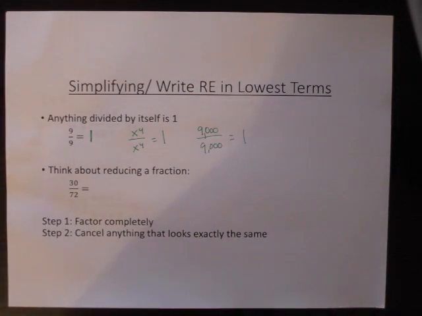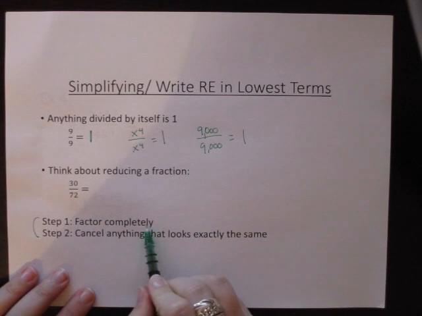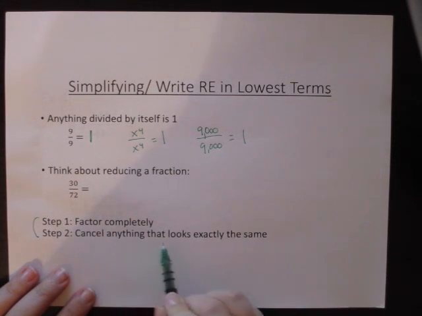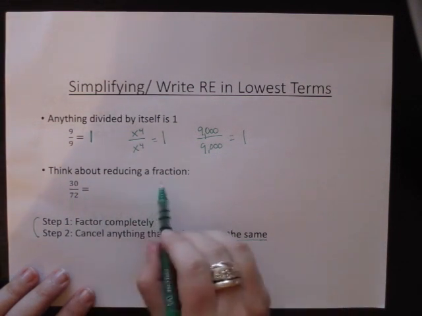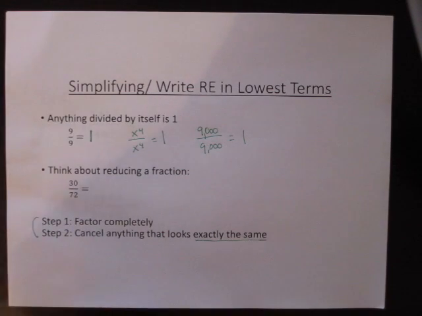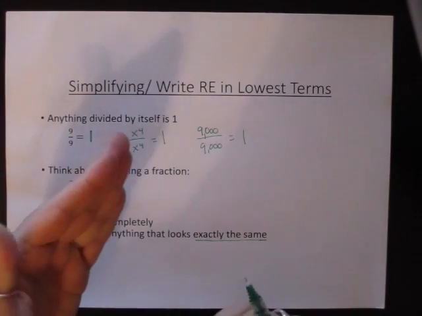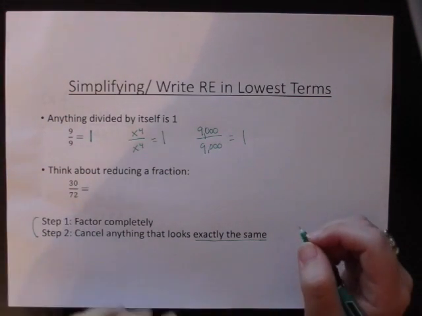Now, when you are simplifying a rational expression into lowest terms, what you want to do is factor completely, and then cancel anything that looks exactly the same. Okay, so think about reducing fractions. If you have 30 over 72, yes, I do understand that you can use your calculator to plug it in, and then go math fraction, and it will simplify the fraction for you. But when we're dealing with rational expressions, that's where we're going to see the variable. So it's going to be important that you know how to do this process.